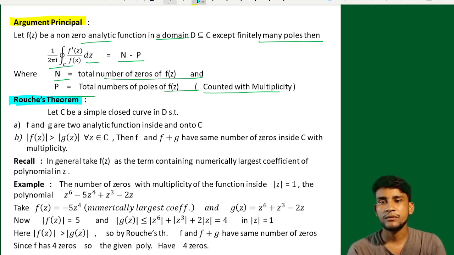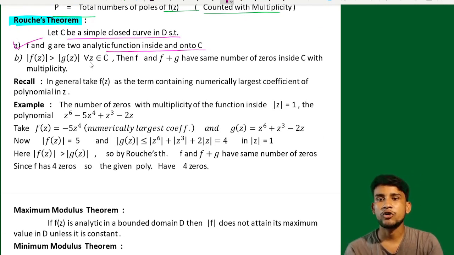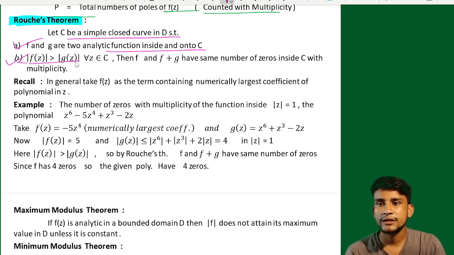Rouché's theorem says: let C be a simple closed curve in D, and let f and g be two analytic functions inside and on C. If mod of f(z) is greater than or equal to mod of g(z) for all z belonging to C, then f and f plus g have the same number of zeros inside C, counted with multiplicity.